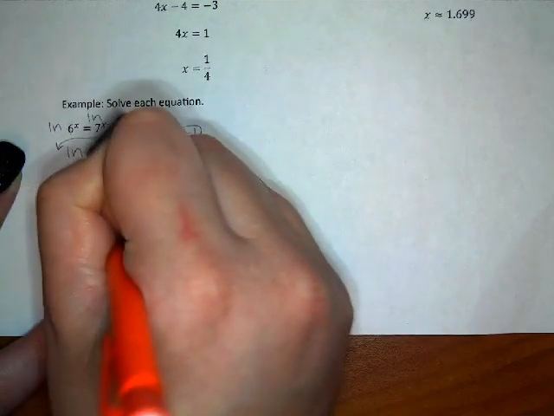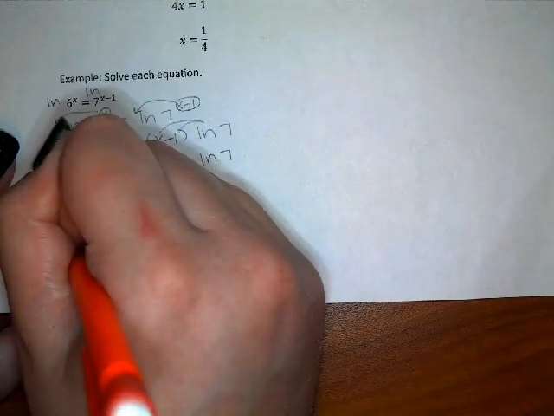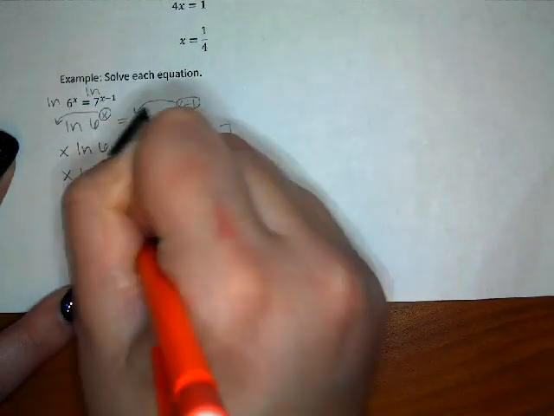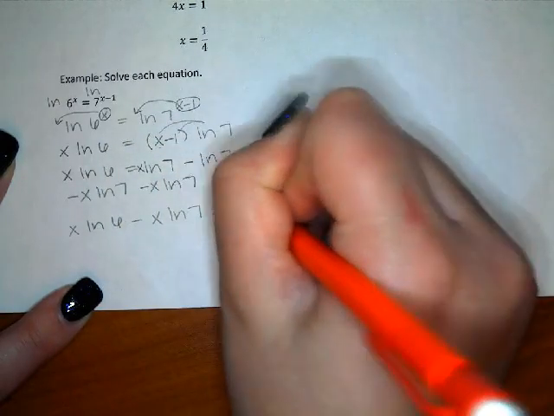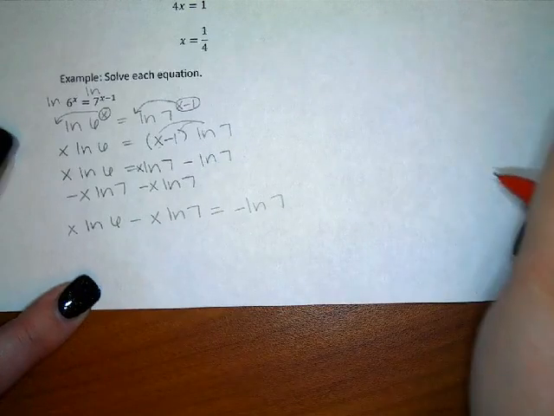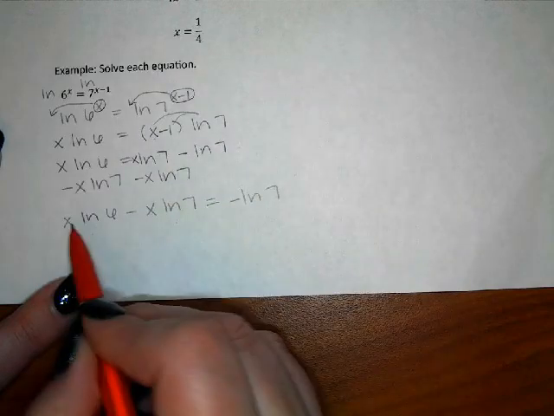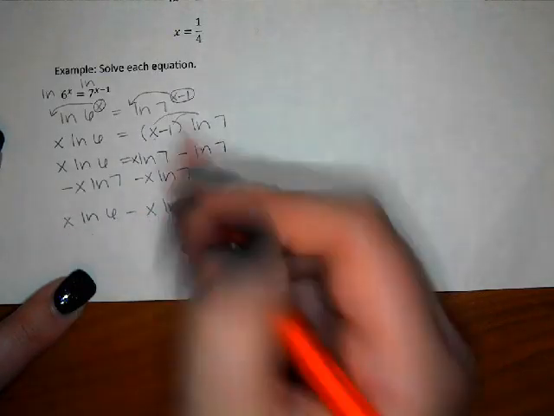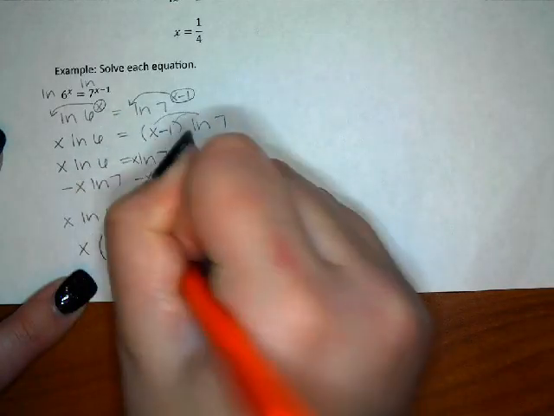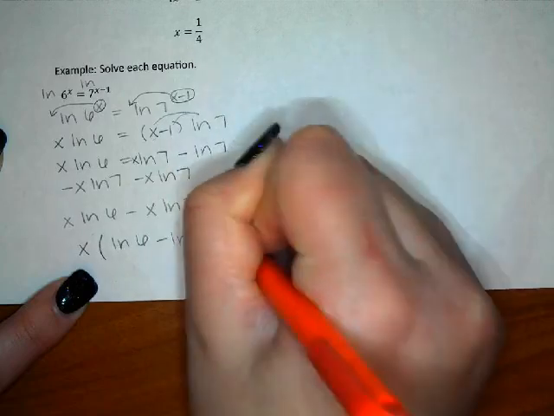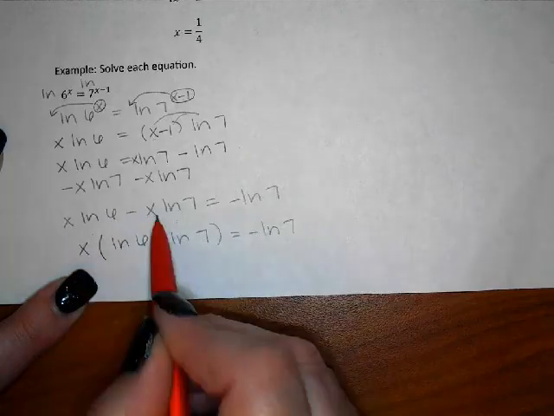So on the left side, I have x ln 6 minus x ln 7. On the right side, I just have that negative ln 7. So now between these two terms, I have a GCF of x. I can factor the x out. And so I'm going to do that because my goal is to isolate the x. I want to be able to get it alone. And so if I can take it from being in two different terms and pulling it out so there's only one x there, that makes my life a little bit easier.